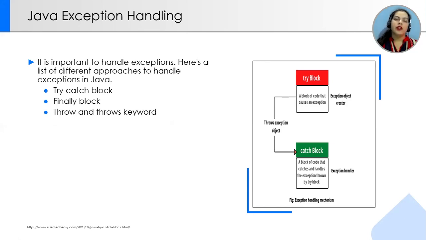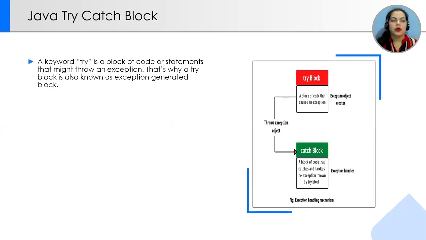As we already know, it is important to handle exceptions. So here is a list of different approaches that we can use to handle exceptions in Java: the try and catch block, then the finally block, and then the throw and throws keywords. These are the three ways by which we can handle the exception that is occurring within a program that a user wants to execute.